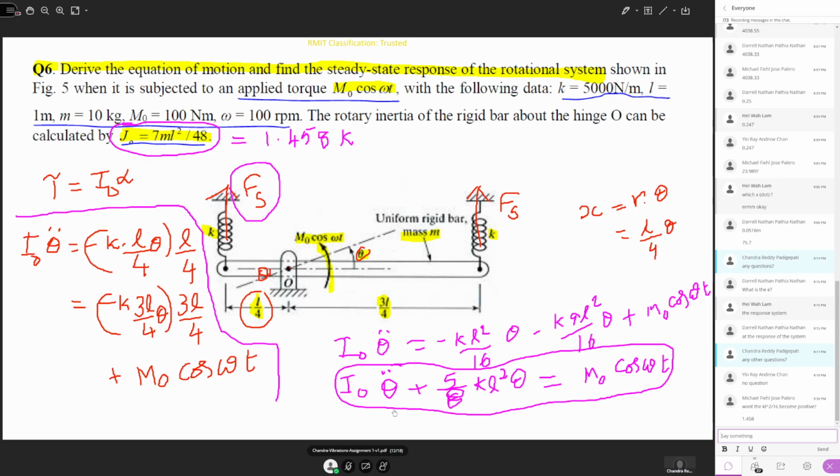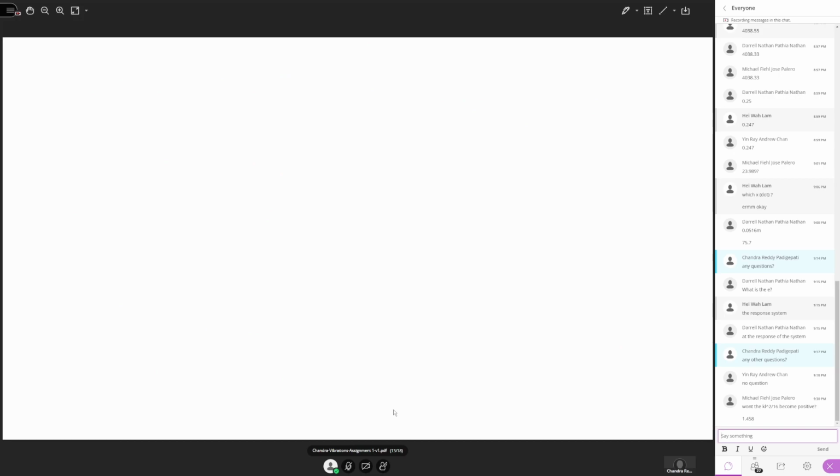All right. Once you incorporate this value, the equation becomes 1.458 theta double dot plus 5 by 8 K L square theta is equal to M naught cos omega t. You need to get the response of the system. So how do you get the response of the system? Okay, let me clear this calculation.